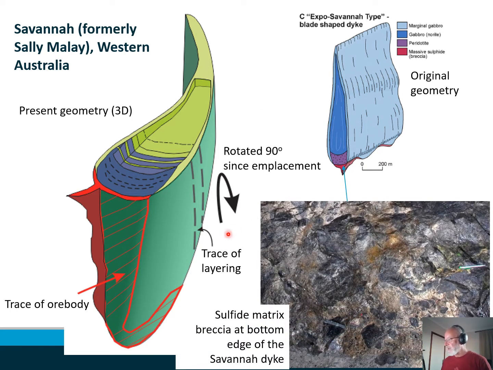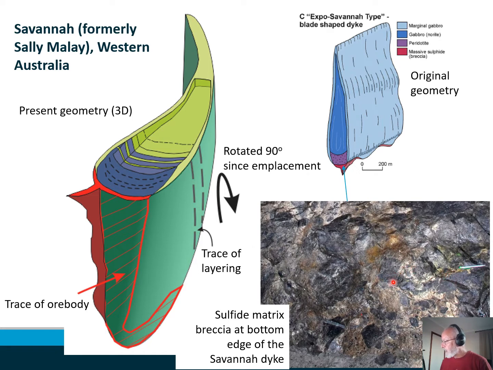Now, the interesting thing at Savannah, and in fact in most of these deposits that are hosted in these types of intrusions, at the bottom edges of them, the ore bodies look like this. They're sulfide matrix breccias. Savannah is a very spectacular example. The fragments are a mixture of country rock. The country rocks are garnet-bearing gneisses, so you get these really spectacular garnet-rich sulfide ores.